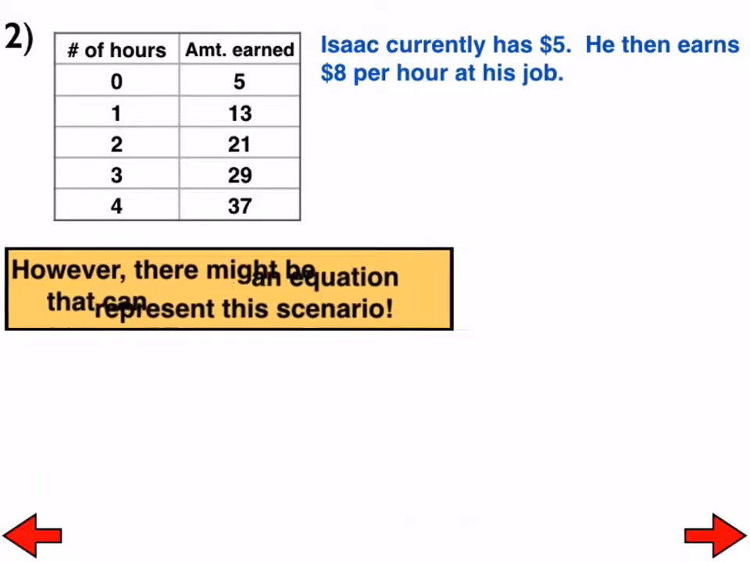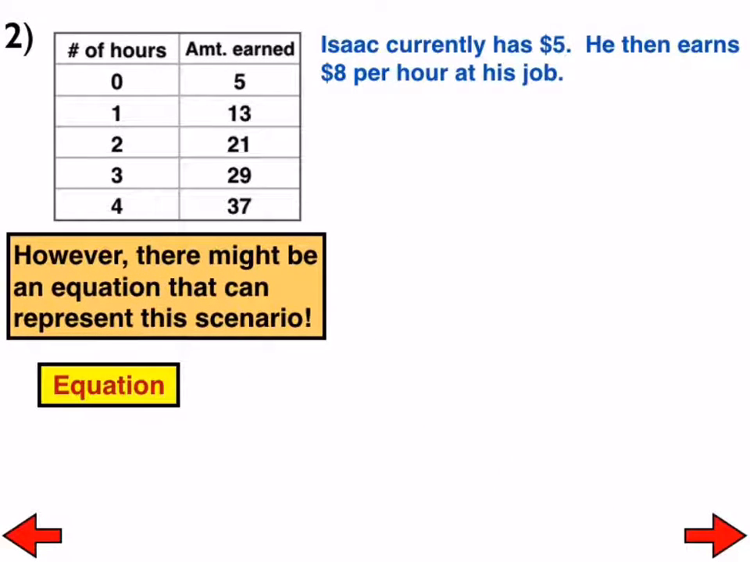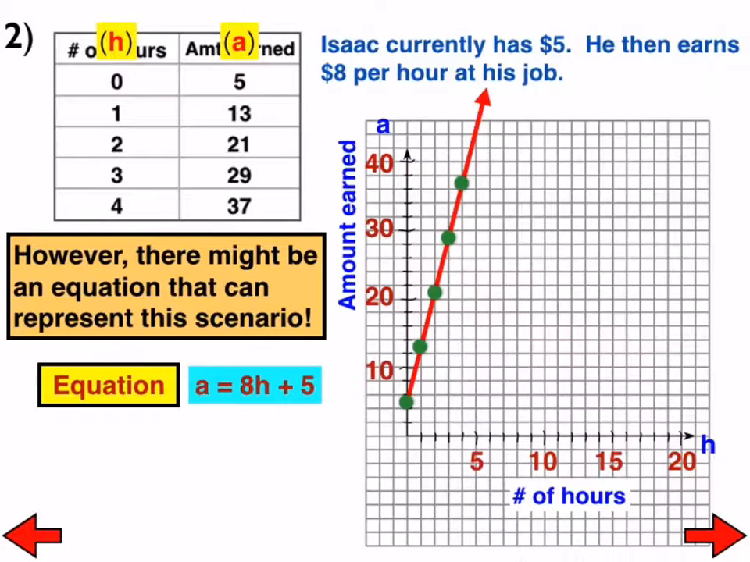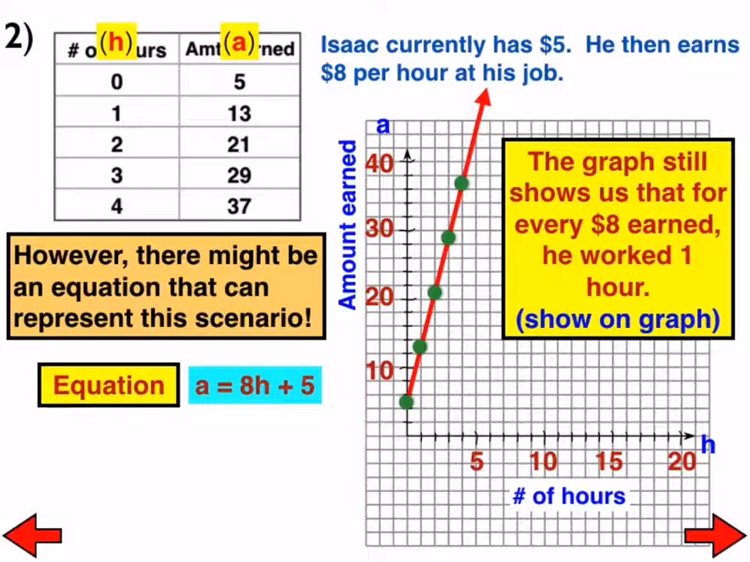Very good. Okay? So if we use H to represent the number of hours and A to represent the amount of money earned at that time, that would be A equals 8H plus 5. Now, what's important about that is this. We're going to point out what parts are the important pieces here. So let's go back to this graph right here. The graph for this version of this problem still shows us that for every $8 earned, he worked 1 hour. So let me go to the graph.